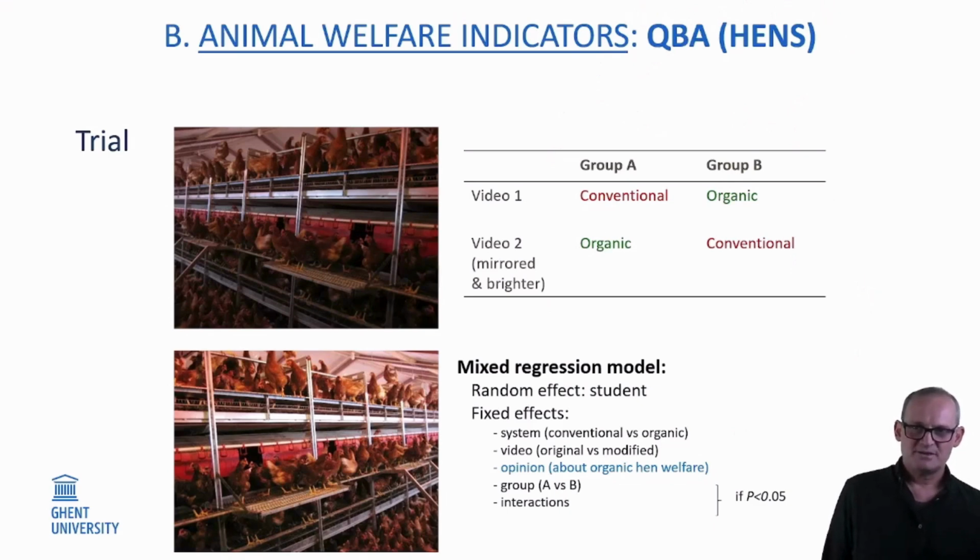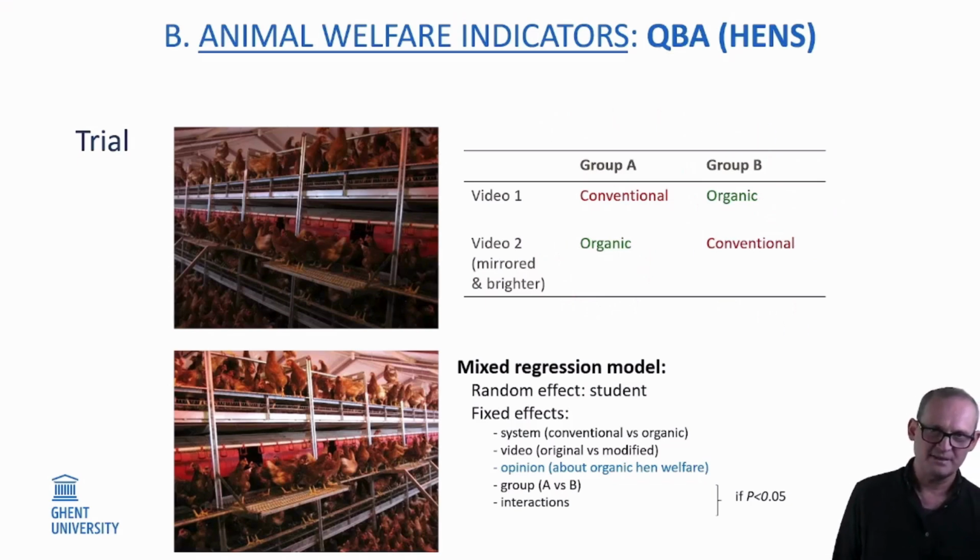And then they were asked to score a second video clip, which actually was exactly the same video clip as the one they had scored before, but it was turned around and we played a little bit with the lighting, so the students didn't think it was exactly the same video clip. Each group scored each video once, but one group was told the first video was taken from a conventional aviary farm, whereas that group was told the second video was taken from an organic farm, and the other group was given exactly the opposite information.